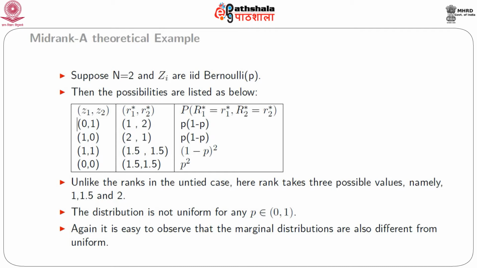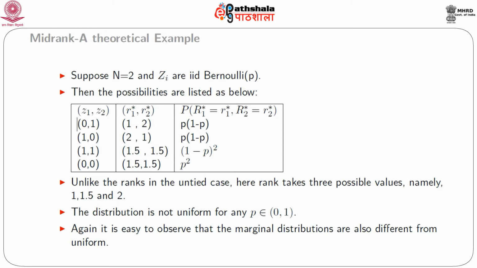this observation, that is R1* equal to 1 and R2* equal to 2, has the probability p multiplied by (1 minus p). Again, if we have the observed value of (Z1, Z2) as (1, 1), then we get the mid-rank vector as (1.5, 1.5), and the probability corresponding to this is simply (1 minus p) whole square, and in this way for the remaining possibilities we can calculate the distribution of R1* and R2*.